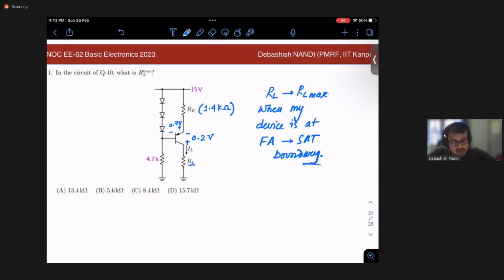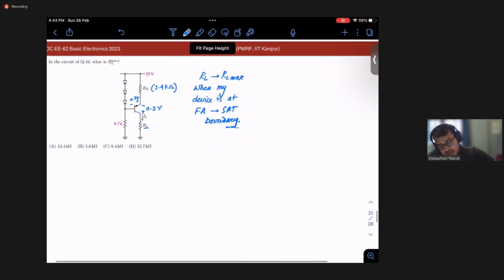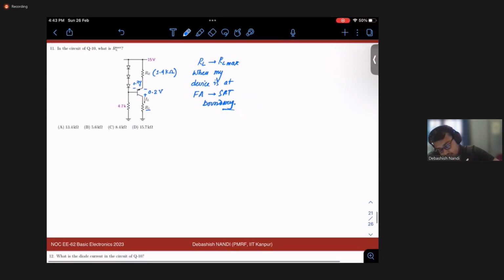Do you agree? So if you agree on this, then just wait a minute. I think this is the right convention, right? Because VEC now is positive for a PNP transistor. Remember that.